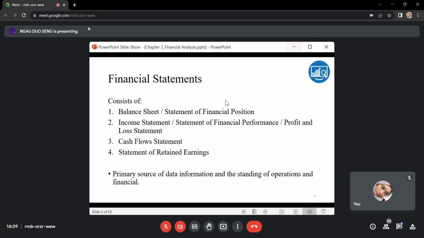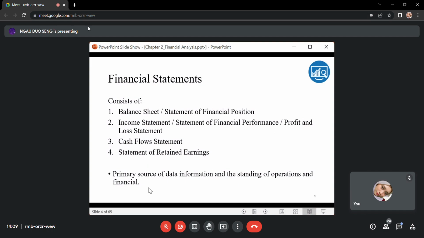Next, financial statements consist of the balance sheet, or statement of financial position. Dia ada dua nama, but it is referring to the same thing, which is the balance sheet. Sometimes they call it statement of financial position. Number 2, kita ada income statement atau kita panggil statement of financial performance, profit and loss statement. Then number 3, cash flow statement, and then number 4, the statement of retained earnings.